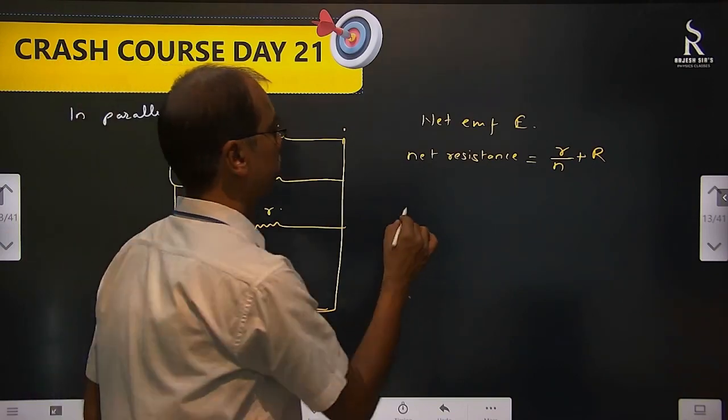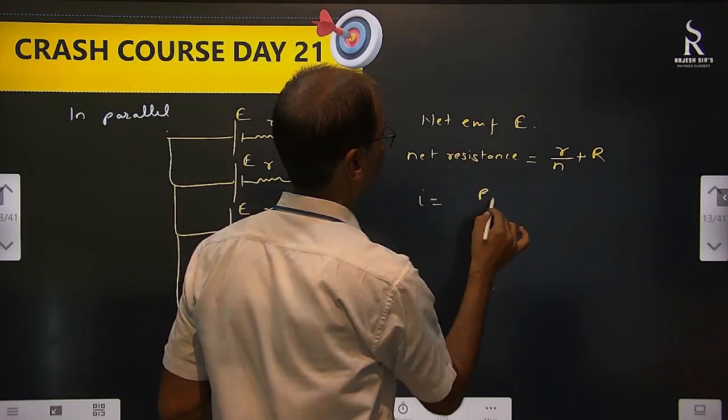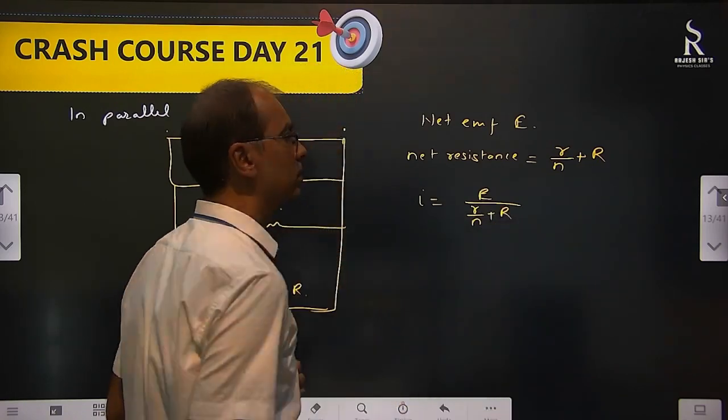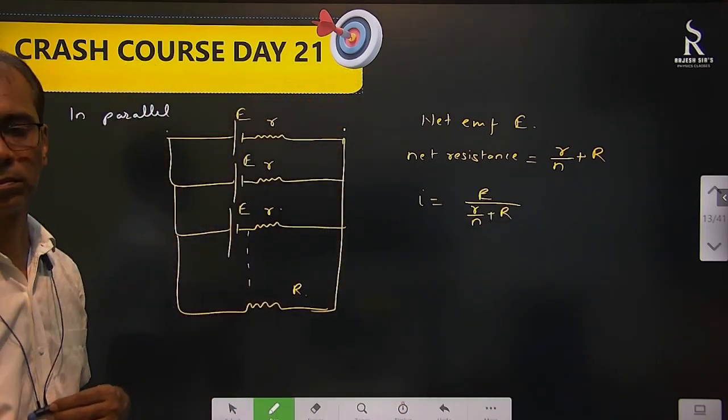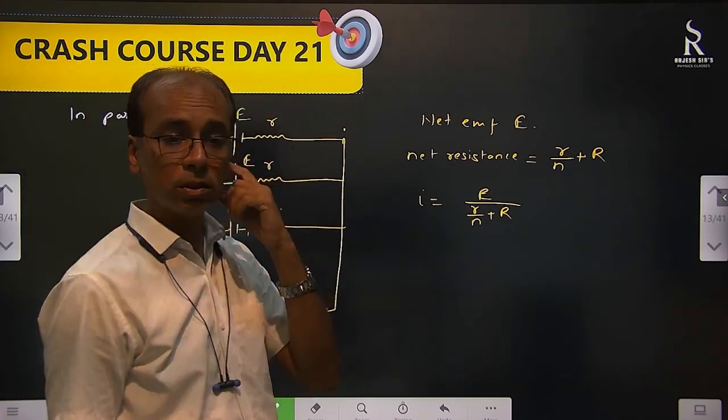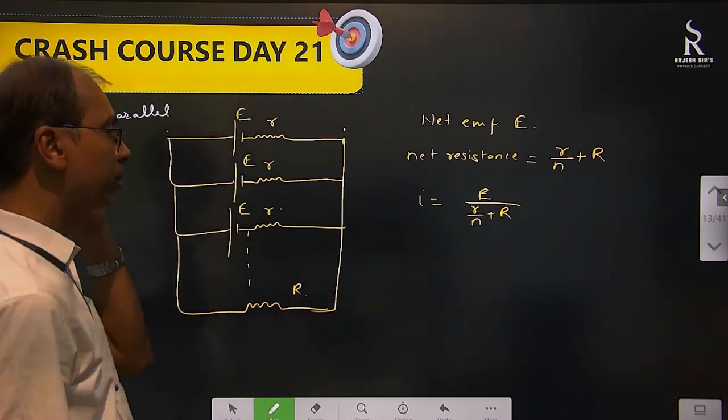Current will be net EMF by net resistance. Net EMF by net resistance. So this is the parallel case. Alright.